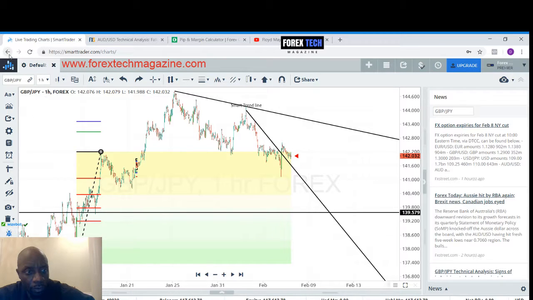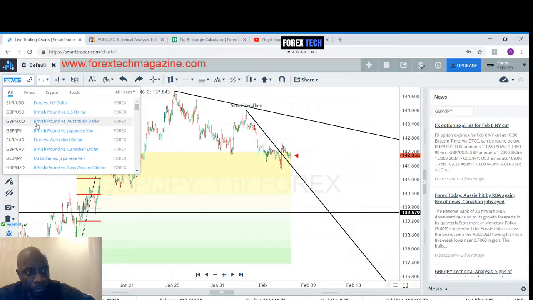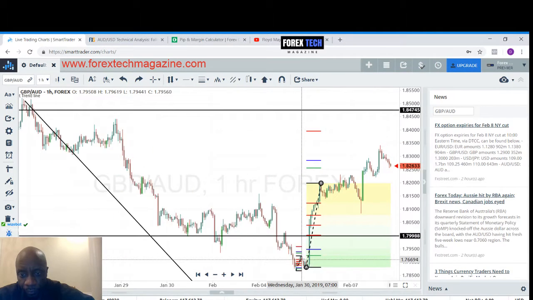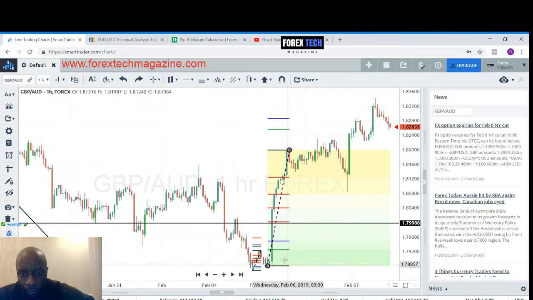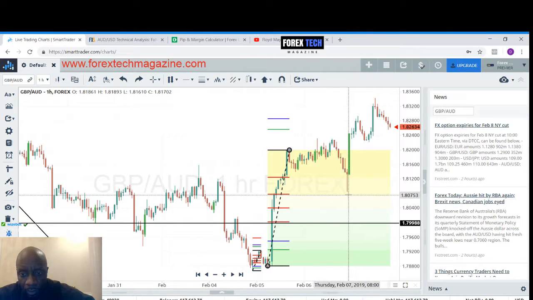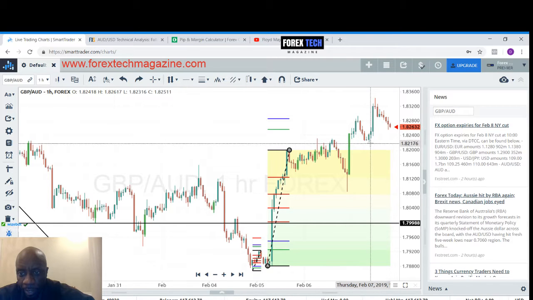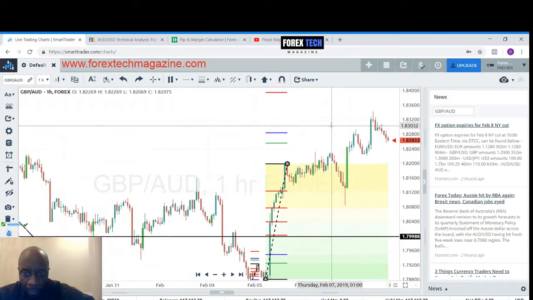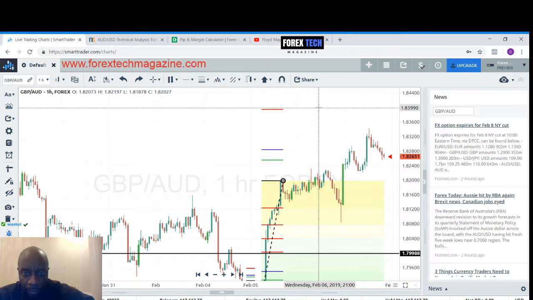Let's get out of here. Great Britain Pound, Australian dollar. Next one up. Good strong move down. Price pushes up. Pulls back a little bit more, pushes up. It's pulling back a little bit more here. Would expect price to at some point begin to push back up, and I take profit here.